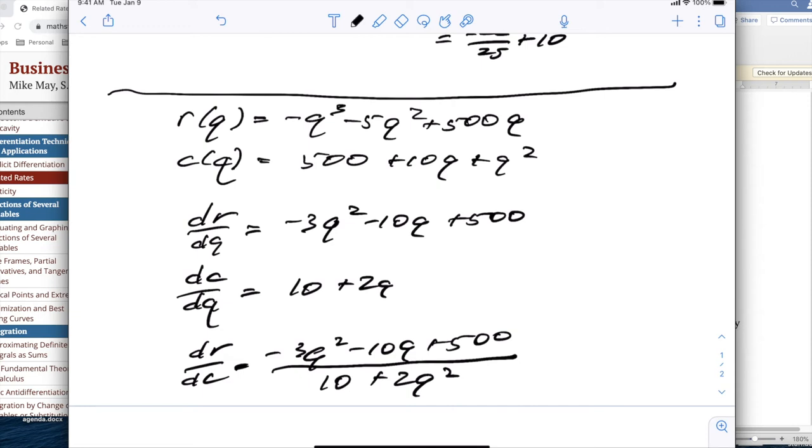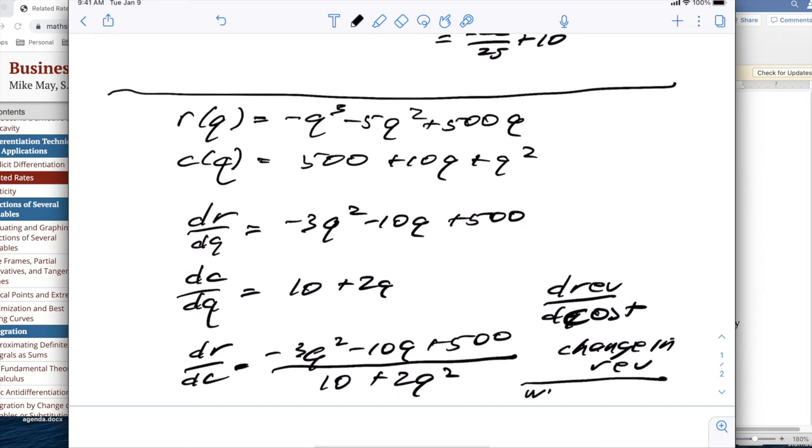It's worth noting that if I keep the long names, the change in revenue with respect to change in cost, it lets me understand what I'm looking for in the problem.